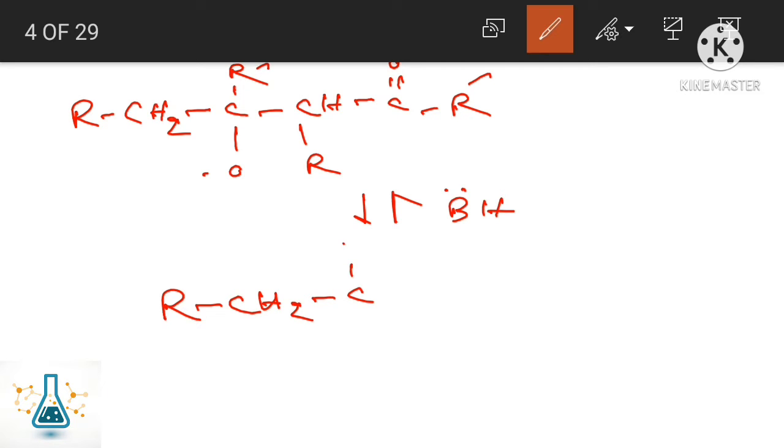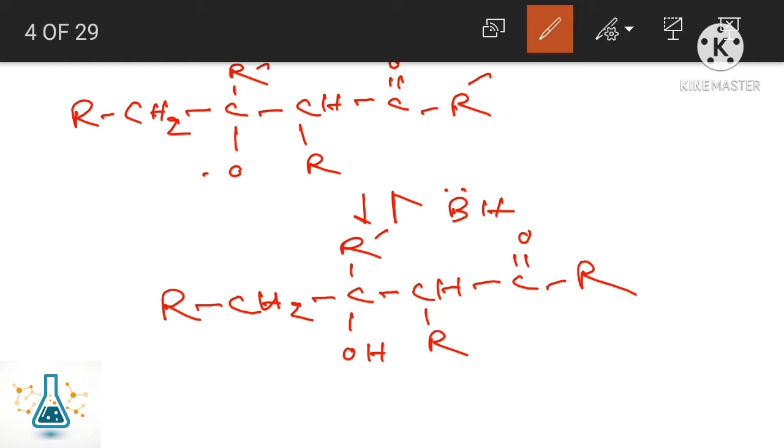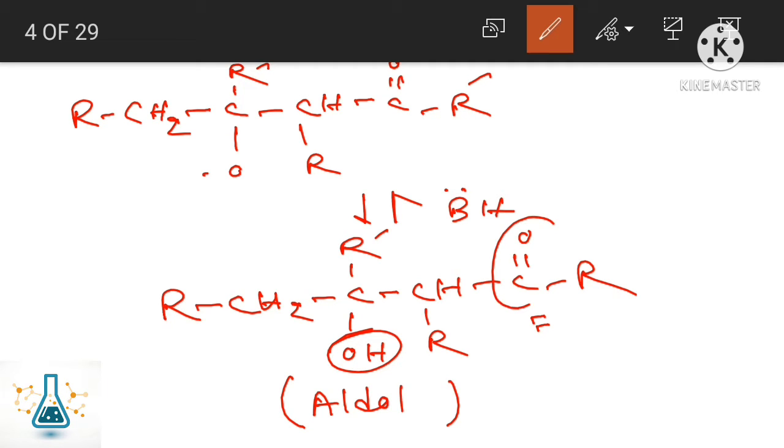RCH2C(R prime)(OH)CHR-COR prime, like this. This is called aldol. It has a keto group as well as an OH group, so it is called aldol. So proton transfers are very fast reactions.